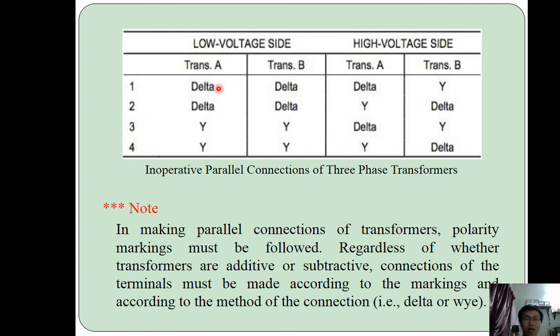If let's say my transformer A is a delta-delta connection and I want to try to connect it in parallel with delta-Y, it is prohibited, cannot. Same, for example, Y-delta, then I cannot connect to the YY. So in making parallel connection of a transformer, polarity marking must be followed, regardless of whether transformers are additive or subtractive. Connection of a terminal must be made according to the marking and according to the method of connection.